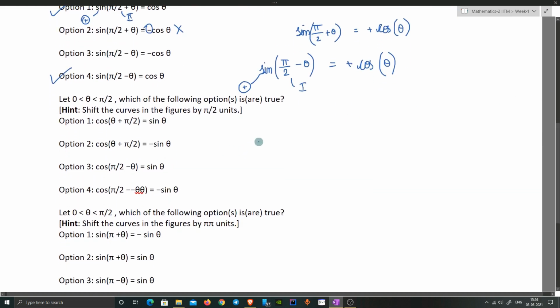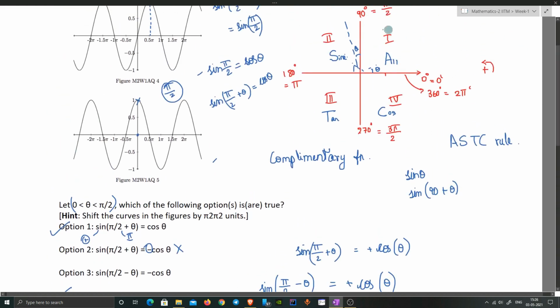Next one we need to find out cos of pi by 2 plus theta as well as cos of pi by 2 minus theta. So let's say cos of pi by 2 plus theta. This is obviously in the second quadrant. In the second quadrant cos is negative. In the second quadrant only sine is positive, right? Only sine is positive.